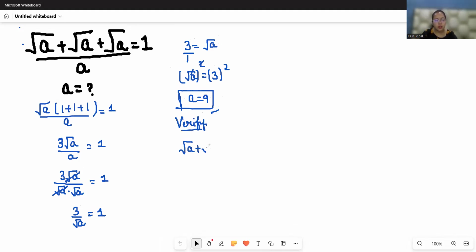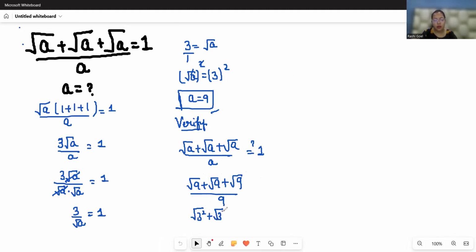Is (square root a + square root a + square root a) by a equal to 1 or not? So it's (square root 9 + square root 9 + square root 9) by 9. So square root 9, we can write as under square root 3 square plus under square root 3 square plus under square root 3 square, by 9. So with the help of the square root, it is removed. So (3 + 3 + 3) by 9. 3 plus 3 plus 3 is 9. 9 by 9 is equal to 1. So LHS is equal to RHS.